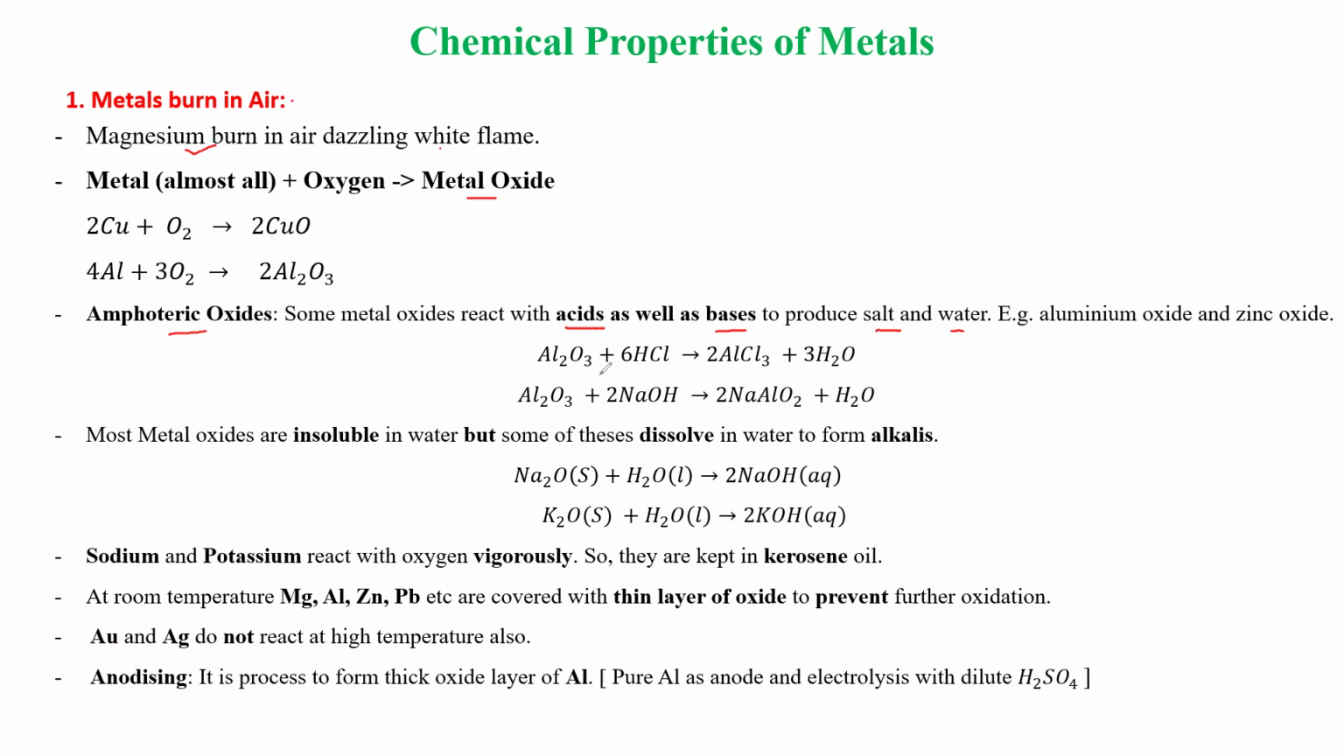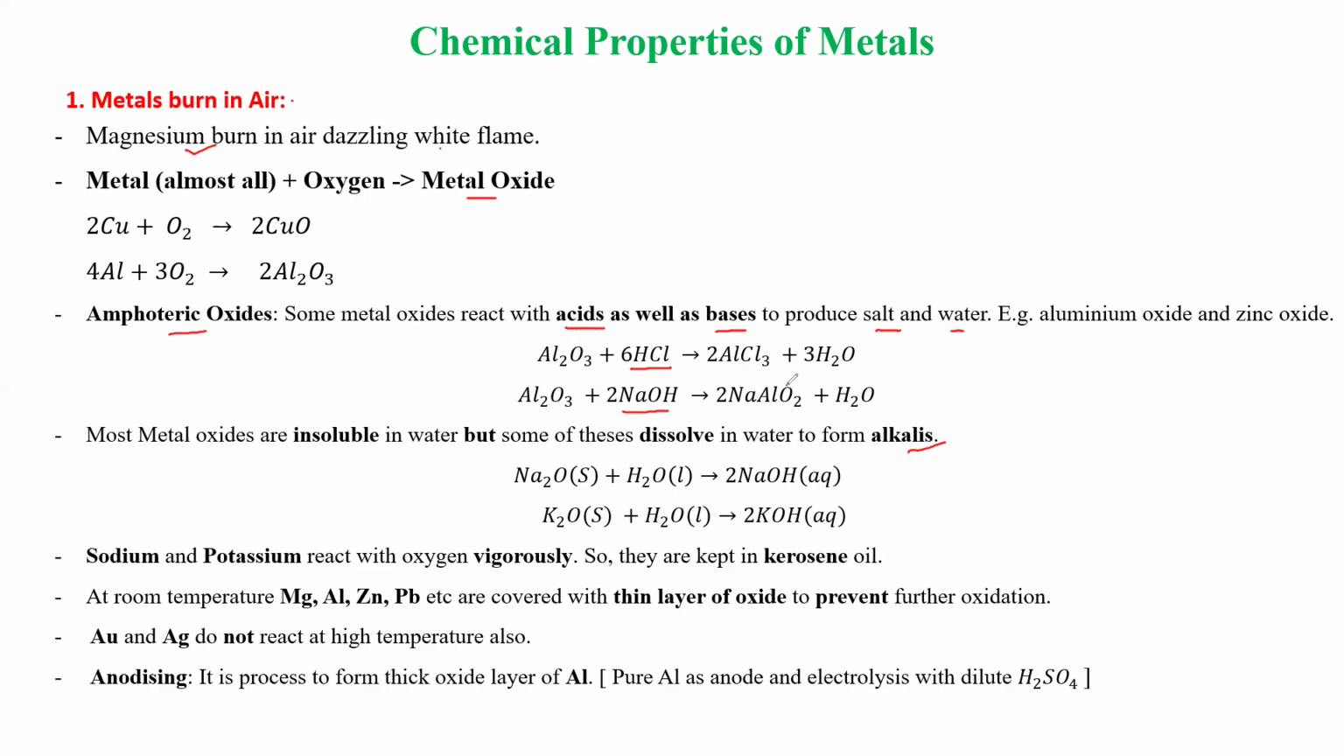So here the reaction is also given. You can see aluminum oxide is going to react with HCl, that is the acid, and going to react with sodium hydroxide, that is the base. And what is the product that you need to notice? Next, most metal oxides are insoluble in water, but some of them are going to dissolve, and those we call alkalis. Like here, sodium oxide and potassium oxide. That is going to form sodium hydroxide and potassium hydroxide respectively.